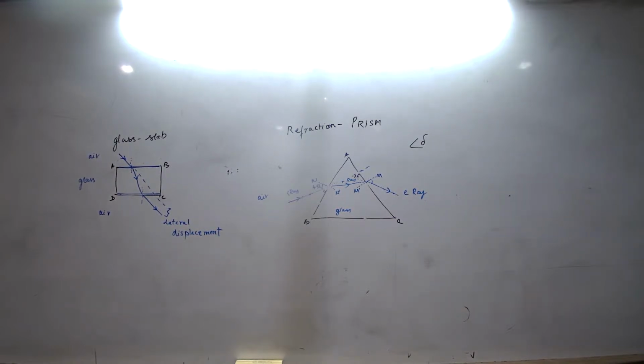Let me just go back. Yeah, see those 2 pins. You're going to fix those 2 pins. So the 2 pins will actually show you the incident part. Now you have come to the other side of the prism. Did you see that? And we are going to fix 2 more pins in such a way that it appears to be the same path.